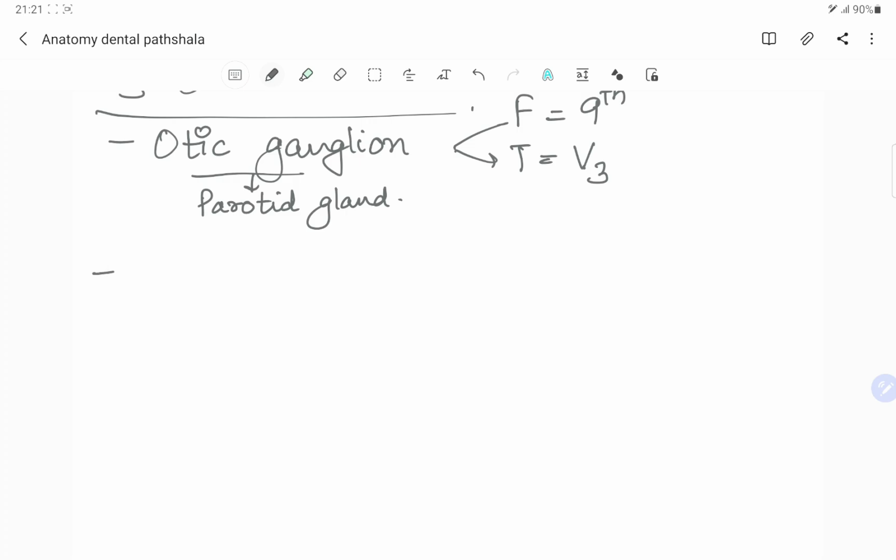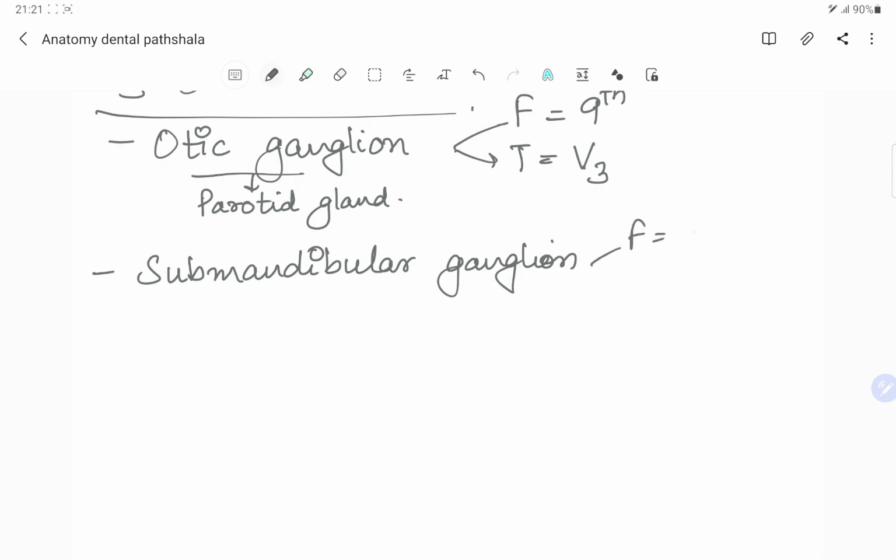We also have the submandibular ganglion, which supplies the submandibular gland and the sublingual gland. So functionally it is related to the facial nerve. Topographically it is related to the trigeminal nerve, which is the mandibular division of the trigeminal nerve, or the lingual branch to be very specific.